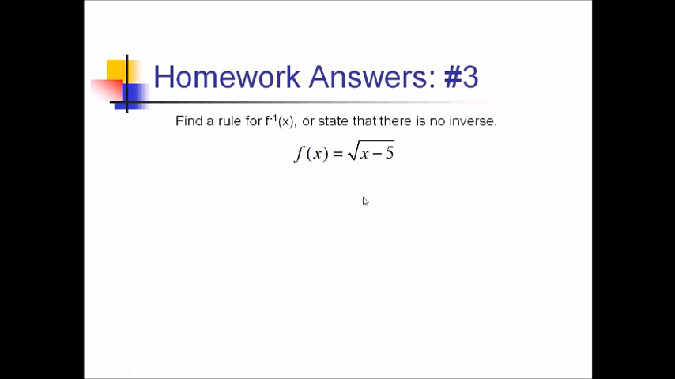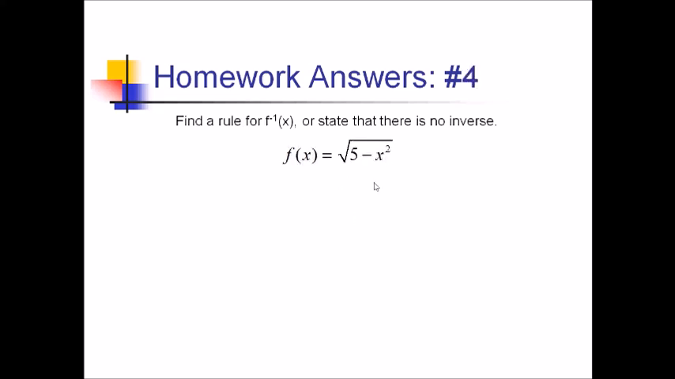For number 3, we're trying to find the inverse of this square root function. Square root function passes the horizontal line test. So let's go ahead and start the process. We'll switch x and y. X equals square root of y minus 5 would be a good first step. And then to get y by itself, we first have to square both sides to get rid of that square root. So we've got x squared equals y minus 5. And as a last step, we'll just add 5 to both sides to get f inverse equals x squared plus 5.